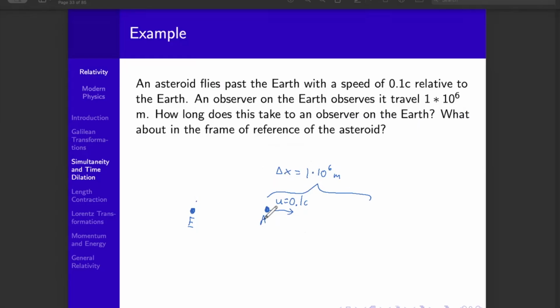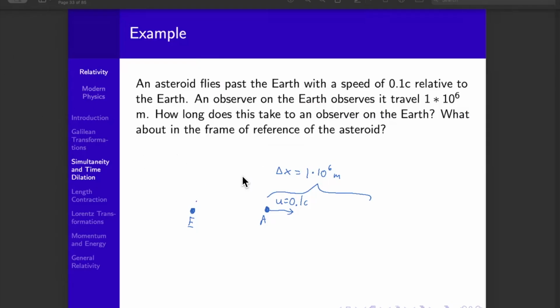Well, you could say that, okay, the asteroid doesn't see itself moving, so it should take 0 time. That doesn't really give us a satisfactory answer, though, right? So we want to solve for how long it takes for an observer on the Earth, and then use time dilation to figure out how long it actually took in the frame of reference for the asteroid.